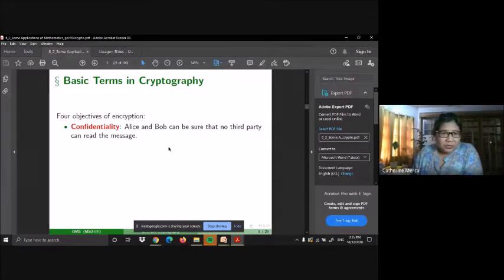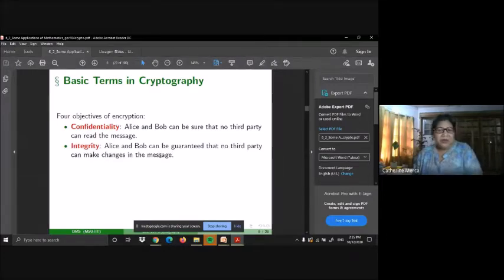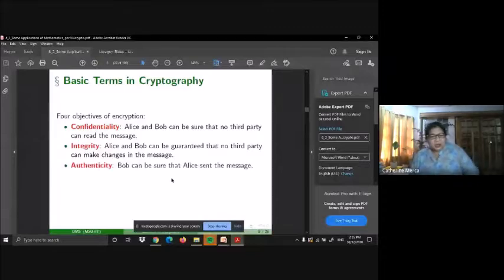So what are the 4 objectives of encryption? Confidentiality. Alice and Bob can be sure that no third party can read the message. Integrity. Alice and Bob can be guaranteed that no third party can make changes in the message.